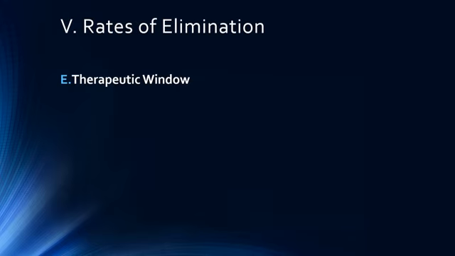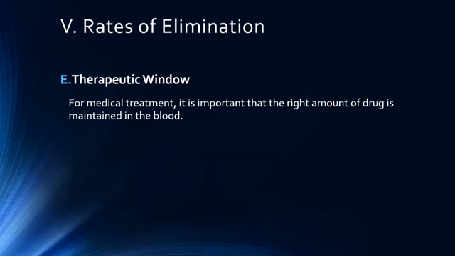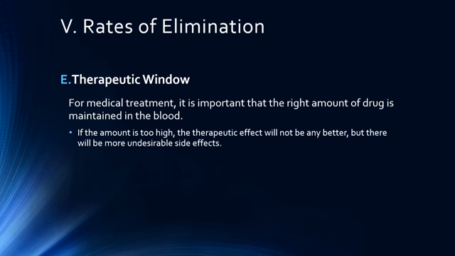So you want to try to get into this therapeutic window. So for medical treatment, it's important that the right amount of drug is maintained in the blood. So this is one of the reasons why they're always on you about your antibiotics and taking them at the right time, because they want to maintain that level in the blood. If the amount is too high, the therapeutic effect will not be any better, and there's always a chance for undesirable side effects. If the amount is too low, we won't have any beneficial effect.